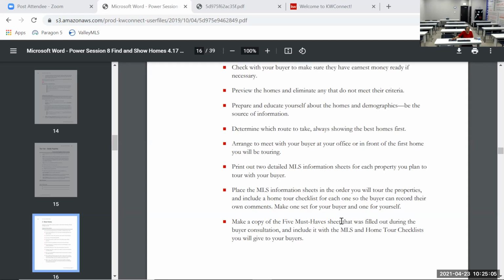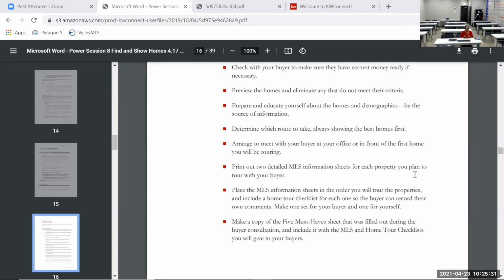Place the MLS information sheets in the order that you will be touring the properties. We have binders. If you don't have folders, we have folders here in the office that you can purchase and put them in the order. And I always number them 1, 2, 3 in case they drop it or something. They still have 1, 2, 3. And I put it in a binder or put it in a little folder for them.